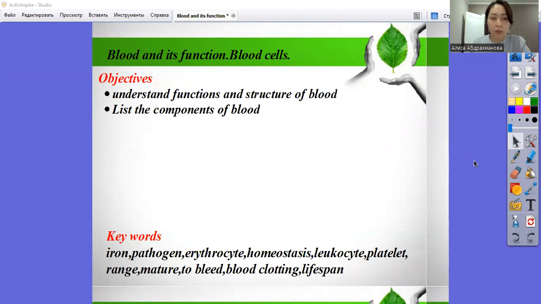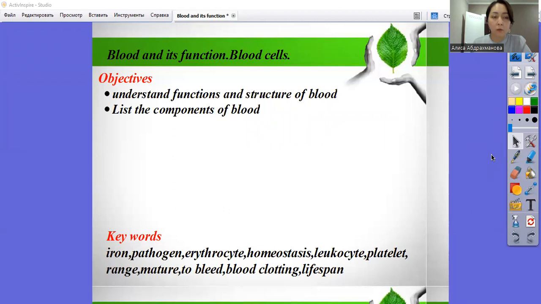Welcome to biology classes. Today our lesson is dedicated to the amazing fluid, the most important of the components of the internal environment, which philosophers of ancient Greece considered to be the bearer of the soul, swore oaths with blood, and sacrificed it to the gods. The name of this wonderful fluid is blood.